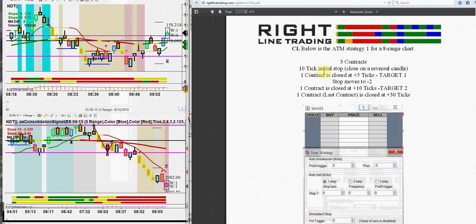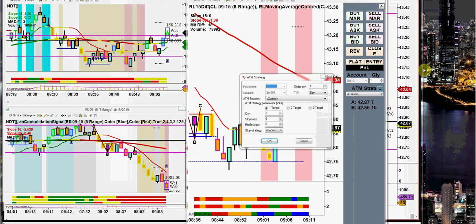Alright, 10 tick initial stop. One contract is closed at 5. One contract closed at 10. One contract closed at 30. So let's go ahead and set that up here now. So we're using 3 contracts.